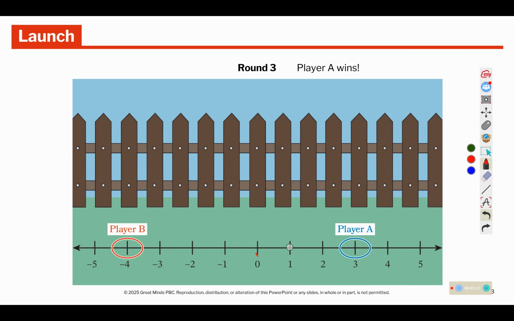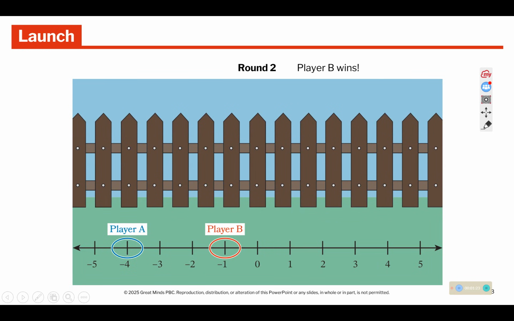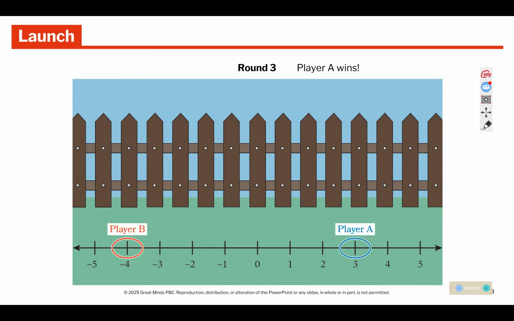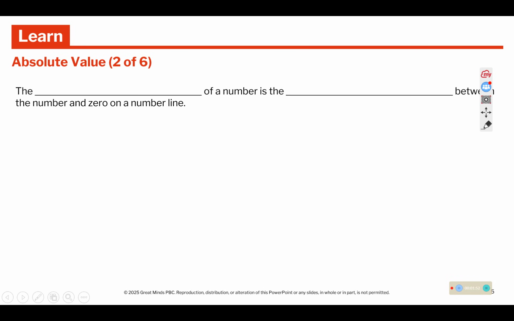In this one, A is 3 away from 0, and B is 4 away from 0. In the previous round, B was closer to 0 than A, and in the first round, B was closer to 0 than A was. The absolute value of a number is the distance between the number and 0 on a number line. So the absolute value is 3 because it's 3 away from 0. For this number, its absolute value is 4 because it is 4 away from 0.